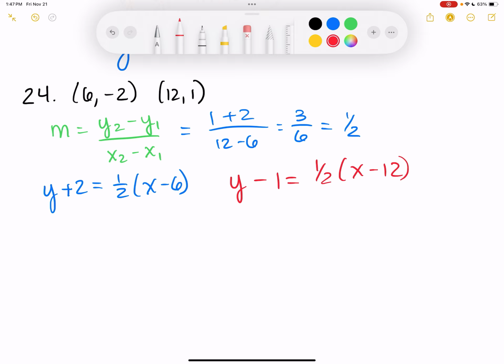Okay, so on a quiz or a test, I would take either one. You can choose your favorite point. I don't care, as long as it's one of the two listed ones.